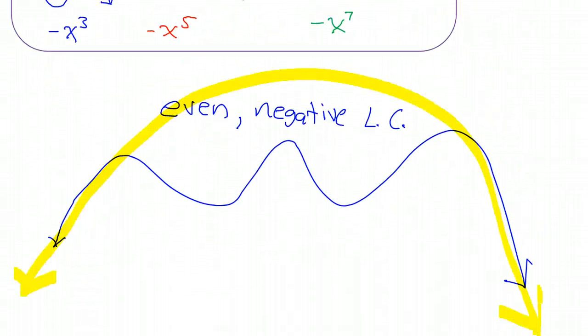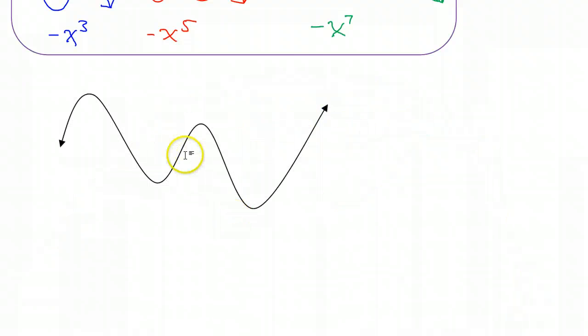Let's do one more of those. Look at this graph. Is this even degree or odd degree? Hopefully you said this is odd degree. You know because of the end behavior. One arm's pointing down, one arm is pointing up. They're not going the same direction. When they're going different directions, that's how odd degree polynomials work.